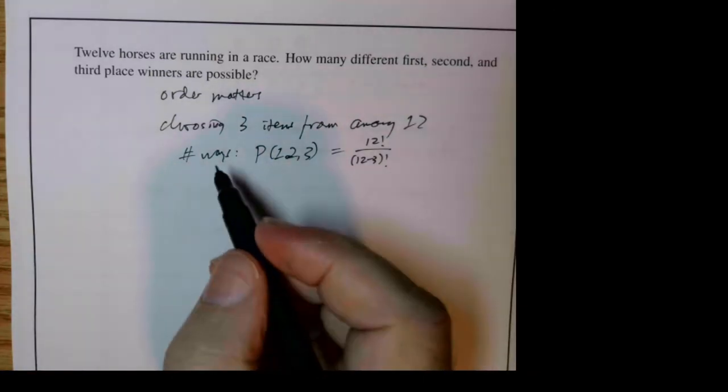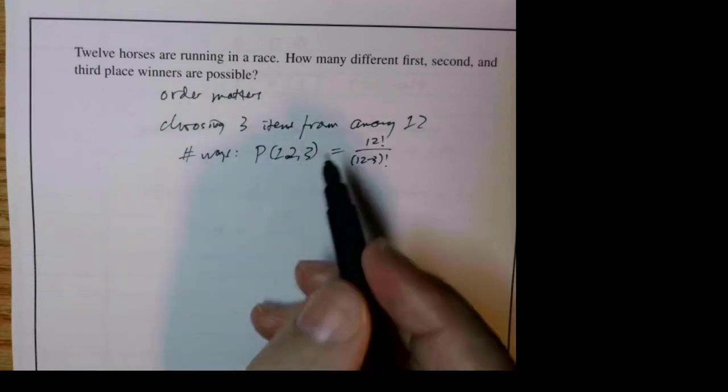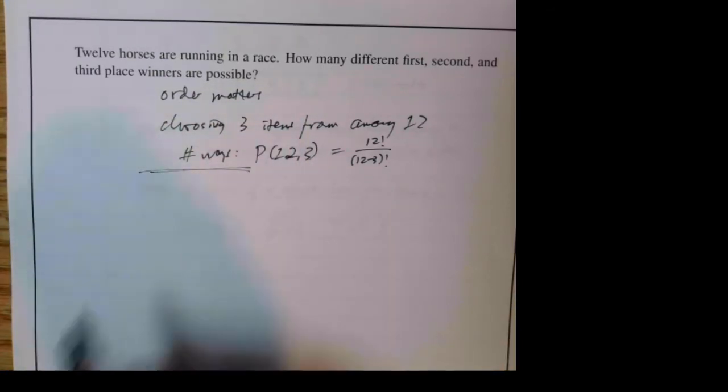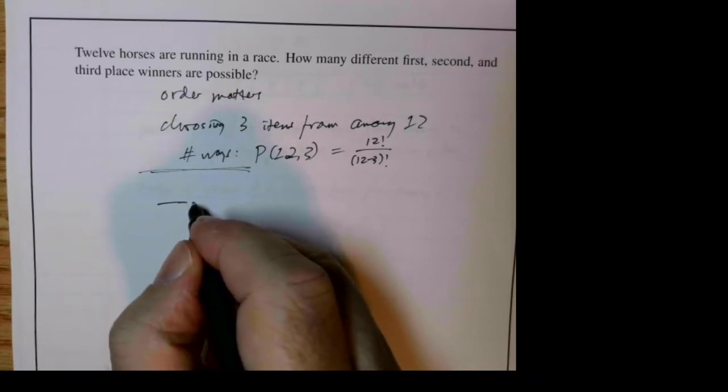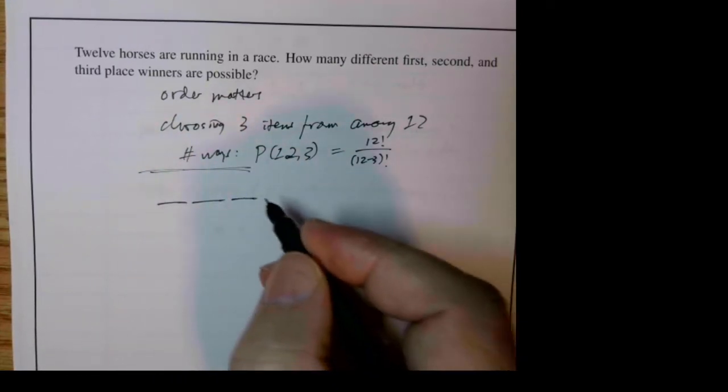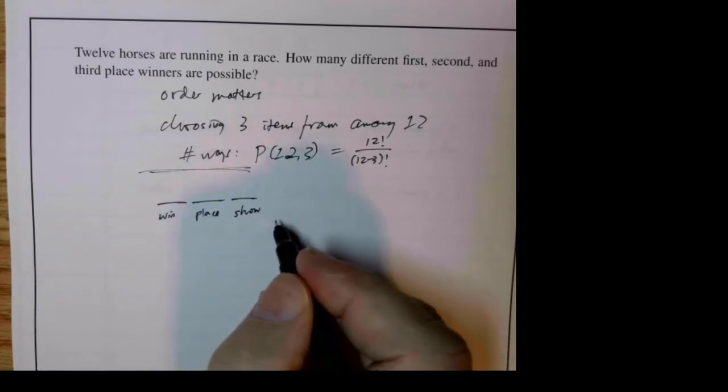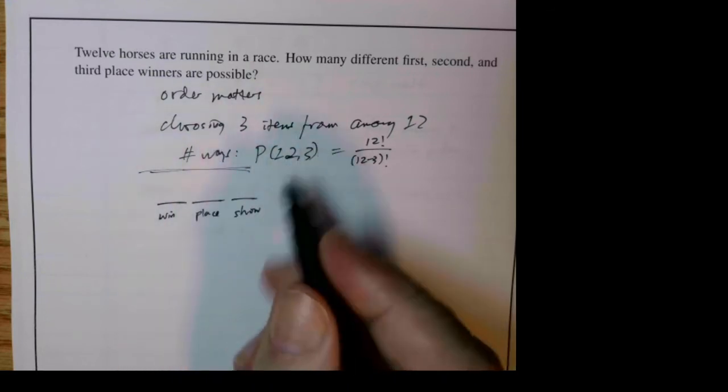Okay. You could also do this problem without thinking about permutations at all in particular. You could simply do it by the fundamental counting principle, and that's often the case for these simple problems. You could think of picking a first place winner, a second place winner, which is called place, and a third place winner, which is called show, right? Win, place, show.